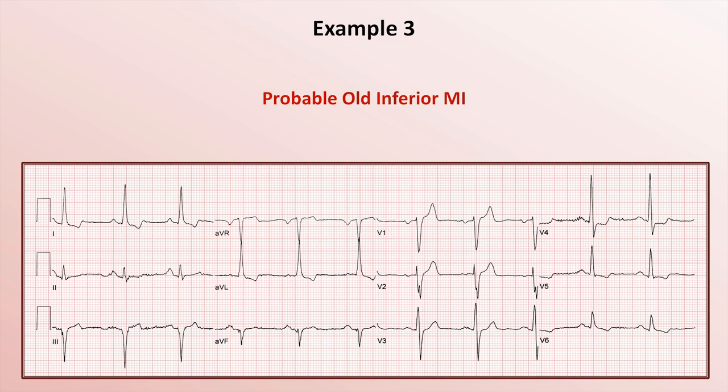For anyone wondering about the ST depressions and T wave inversions in 1 and AVL, these are not reciprocal changes. Reciprocal changes are typically only present in the acute and subacute phases. In this case, those findings are probably a secondary repolarization abnormality due to left ventricular hypertrophy and have absolutely nothing to do with the prior MI.